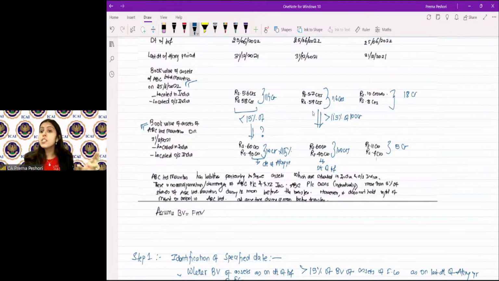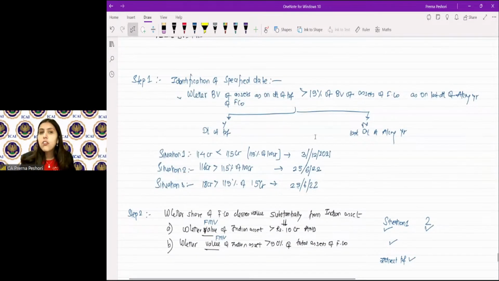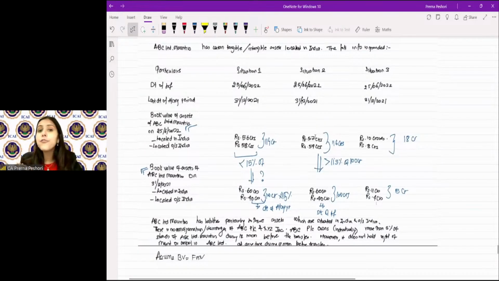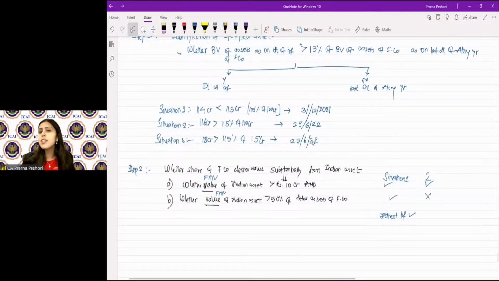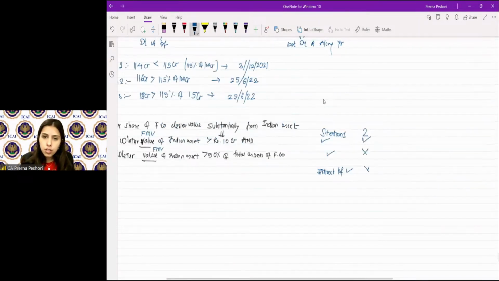In situation 2, now you will look at the 25th June because in situation 2, the specified date is the date of transfer. So whether the value of the Indian asset is more than 10 crores, yes, it is 57 crores. So it is satisfied. Whether the value of the Indian asset is more than 50% of total assets of the foreign company. 116 into 50% is 58 crores. Is it more than 58? Answer is no. So in situation 2, this condition is not satisfied. And as I said, this is an and condition, meaning satisfaction of both conditions is important. So if any one of the conditions is not satisfied, students, indirect transfer will not be there in the second situation.